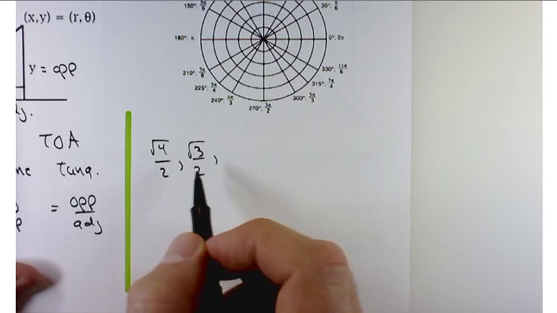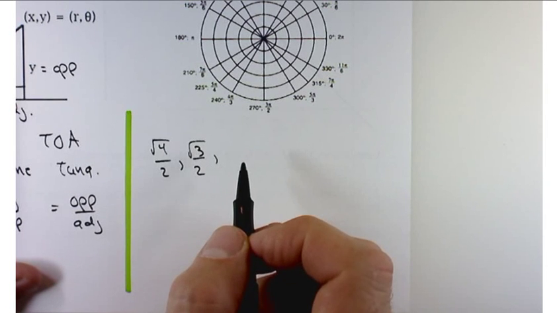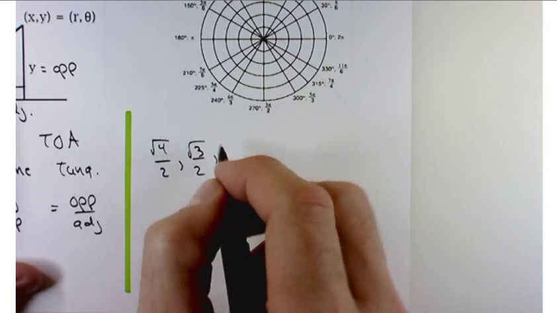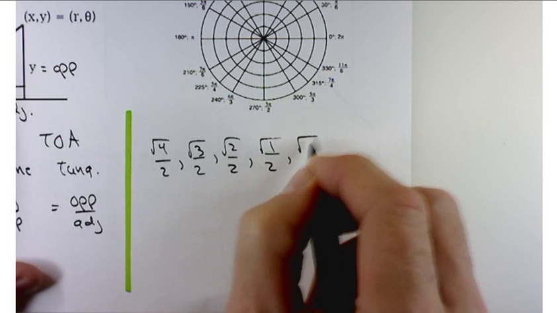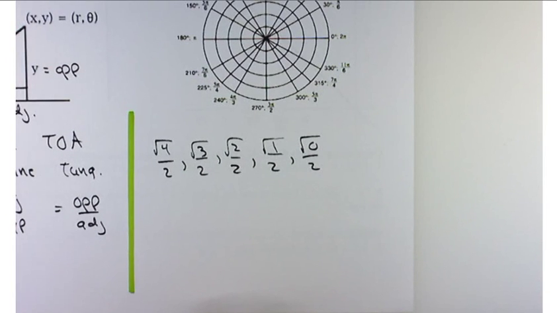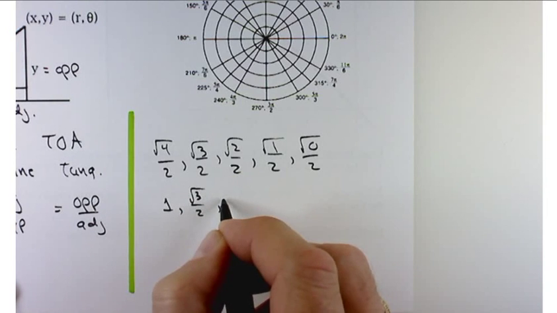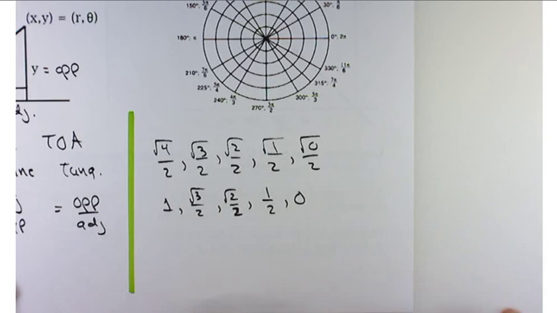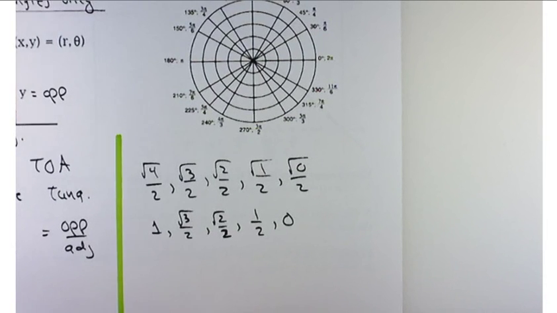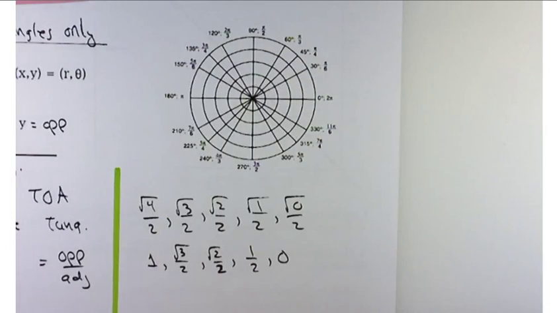Let me start by writing down a small pattern. Square root of 4 over 2, square root of 3 over 2. Can anyone tell me? Go out on a limb. What's the next one going to be? Square root of 2 over 2. Can we keep going? 1 over 2 and 0 over 2. Now, of these 5 points, 3 of them will simplify. The first one's a 1. The second one doesn't simplify. Neither does the third one. But the fourth one does, and so does the fifth one. So those 5 numbers are going to help us fill in the coordinates on this entire unit circle.